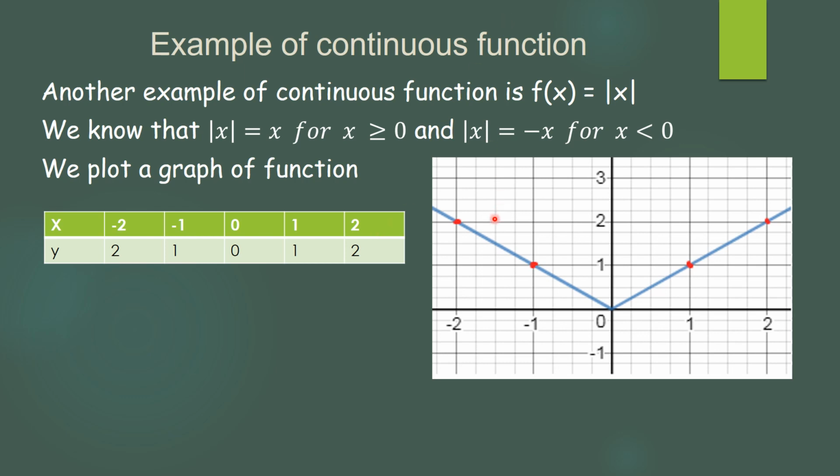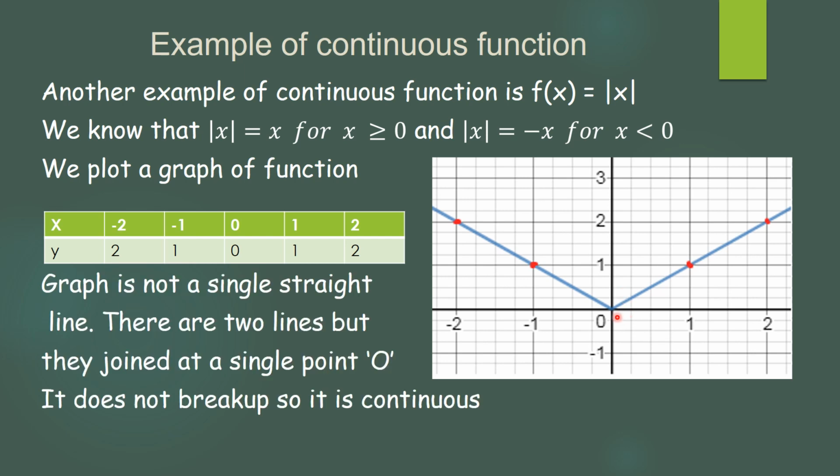Now what did we observe? We have plotted the points: minus 2 comma 2, minus 1 comma 1, 0 comma 0, 1 comma 1 and 2 comma 2. Now when you join these points, we are not getting a single straight line, but two straight lines that meet each other at the point O. Still we are going to say it is continuous, because observe, I am moving from one point to another with my pointer. I don't have to lift my pointer and I can join all the points. So this function is called a continuous function.